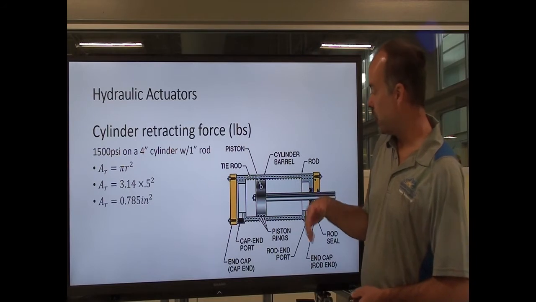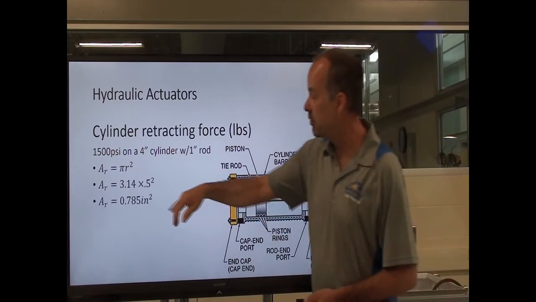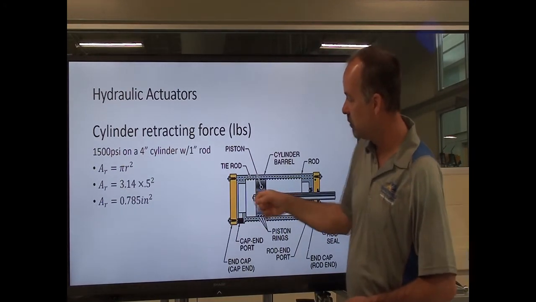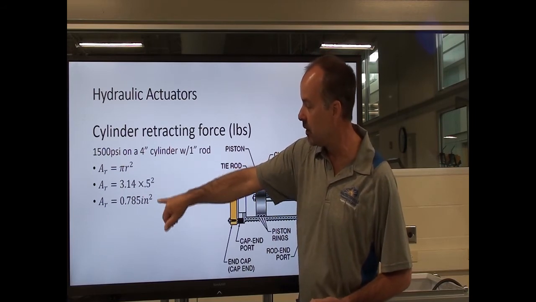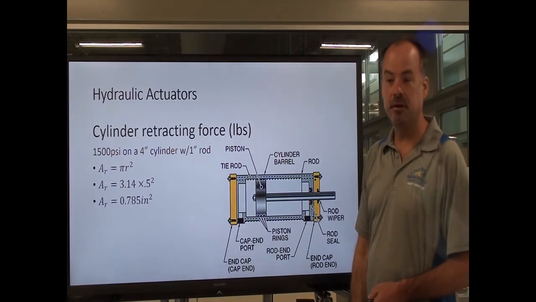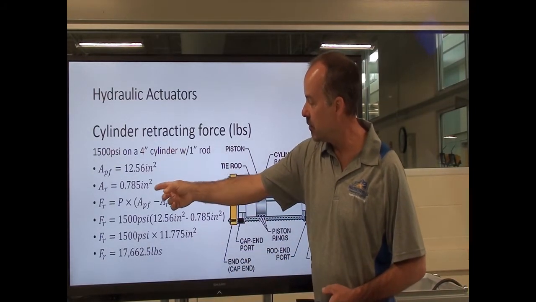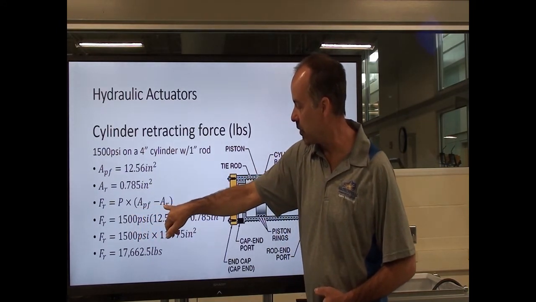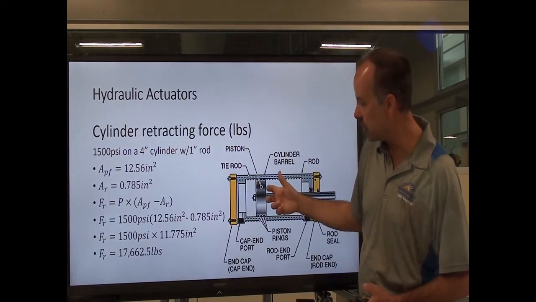We've already calculated the area of the piston face in the previous step: 12.56 square inches. So now we just need to figure out the area of the rod. We use the same formula. This is a 1-inch rod, so the radius is 0.5 inches. We square that, which comes to 0.25, times our 3.14. So the area of this rod is 0.785 square inches. So we have the piston face area and the area of the rod. Here's our formula: we take our piston face, subtract the area of the rod, and multiply it times our pounds per square inch of hydraulic pressure that's retracting.